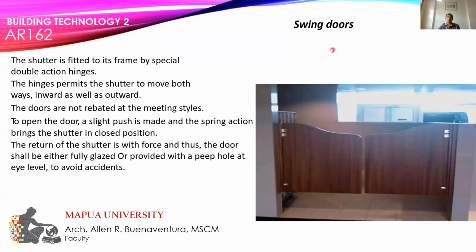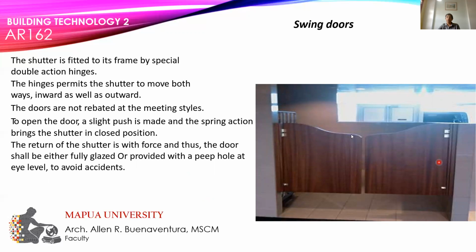Okay, so the shutter is fitted to its frame by special double action hinges. This is what you call a swing door. The hinges permit the shutter to move both ways, inward as well as outward. The doors are not rebated at the meeting stiles. To open the door, a slight push is made, and the spring action brings the shutter to a closed position. The return of the shutter is with force, and thus the door shall be either fully glazed or provided with a peephole at eye level to avoid accidents.